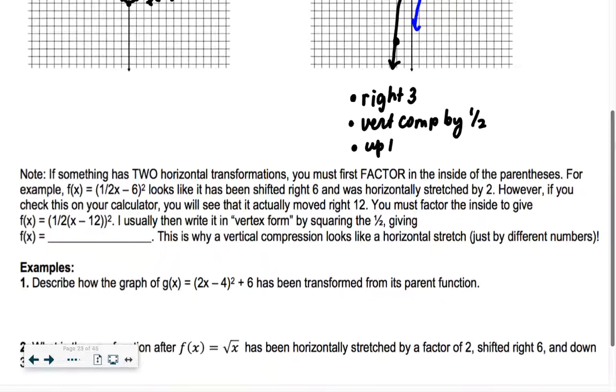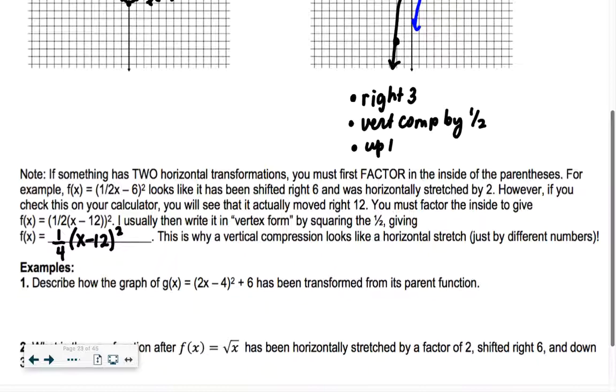Okay, however, if you check this on your calculator, you'll see that it actually moved to the right 12. So it looks like 6, but it's really 12. So you have to factor the inside. So before you begin, you get 1/2 on the outside, and then x minus 12. Then from there, I usually get rid of this 1/2 by going ahead and squaring it. What do you get when you square 1/2? 1/4. So I would write it as 1/4 times x minus 12 squared.